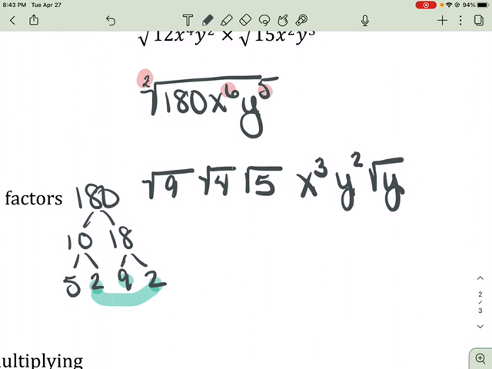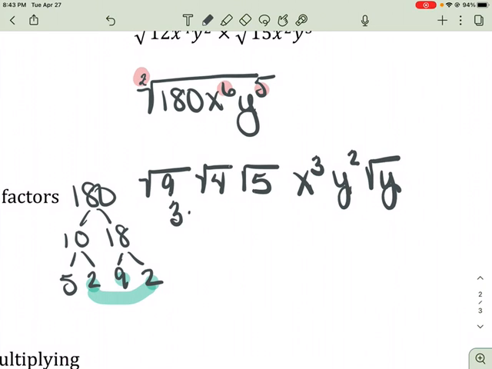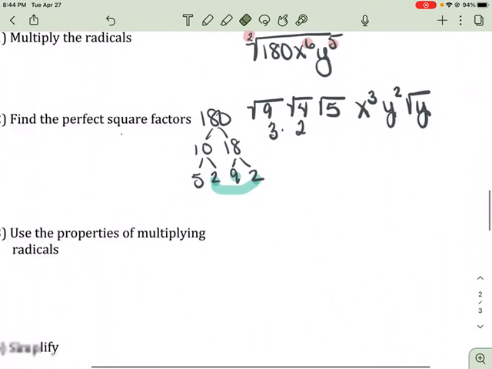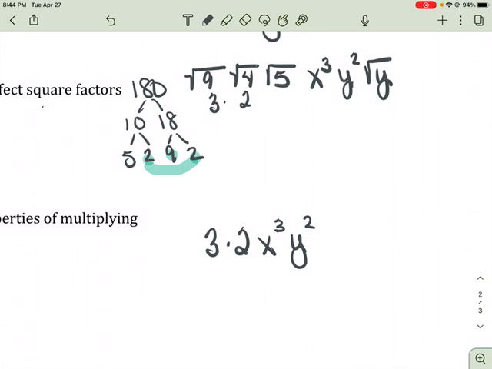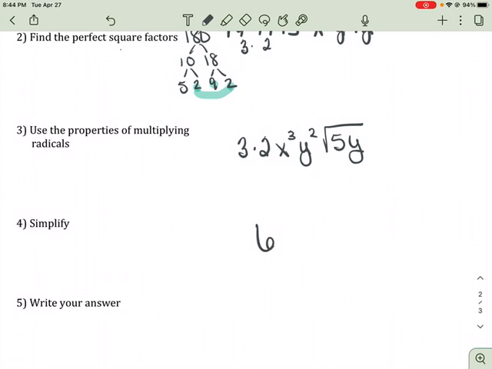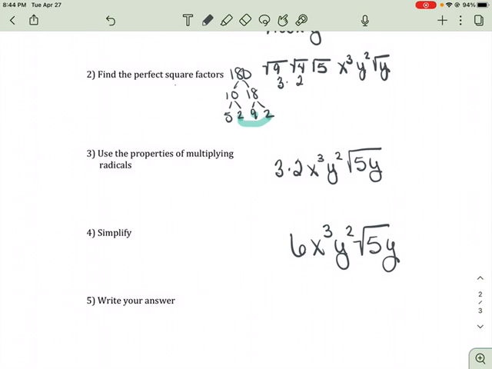All right, so I'm going to take the square root of 9 and the square root of 4. So that's 3 and 2. I'm going to bring out the ones that came out. Okay, so I think I'm ahead of the game here. Use the property of radicals, multiplying radicals. So that's what we're doing. So this becomes 3 times 2, x cubed, y squared, square root of 5y. Simplify, so we get 6x cubed y squared, square root of 5y. And there's our answer.